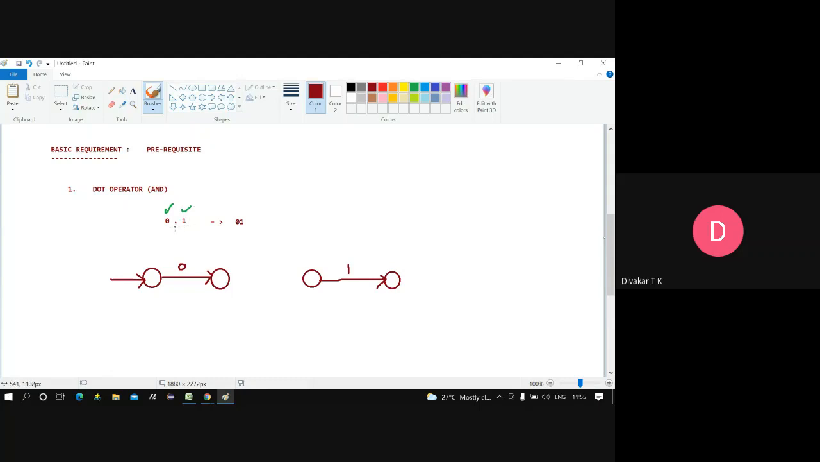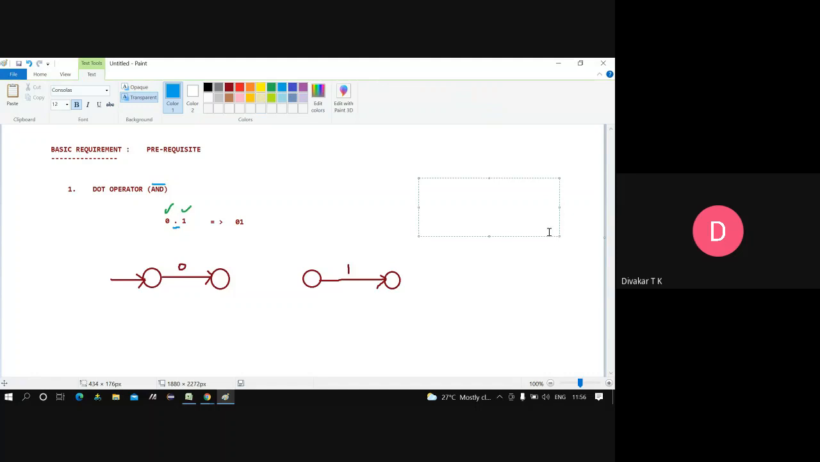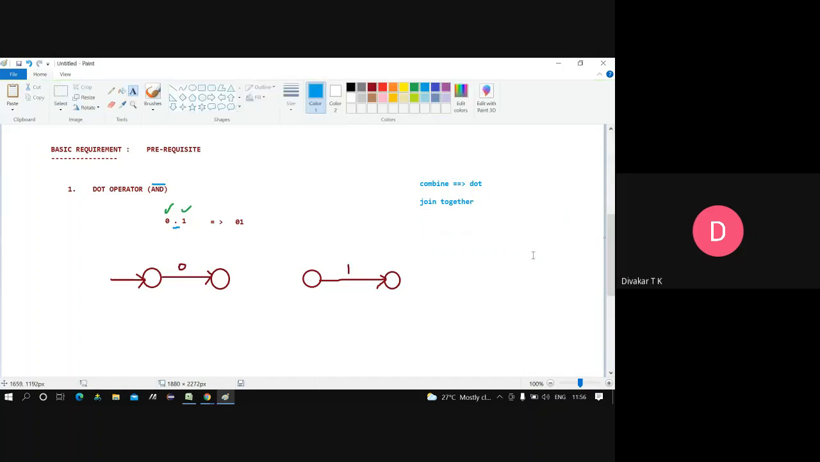What is the operator present here? There is an operator called dot. Dot means the and operator, meaning we should combine. This particular point you are supposed to understand. Dot operator means we should combine, join, however you want to understand it. Join together. So this zero and this one we are supposed to join. How to join, I'll tell you in a beautiful way.